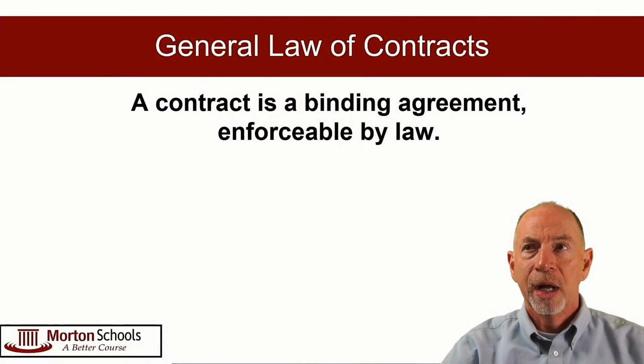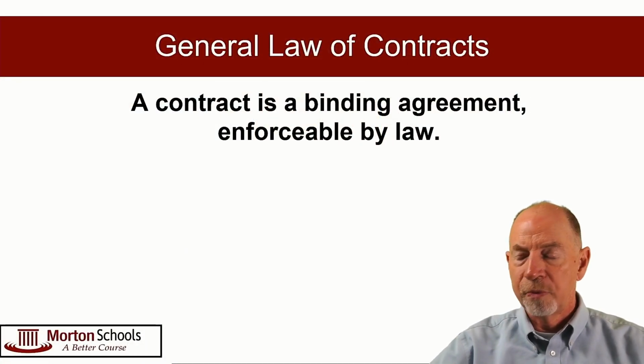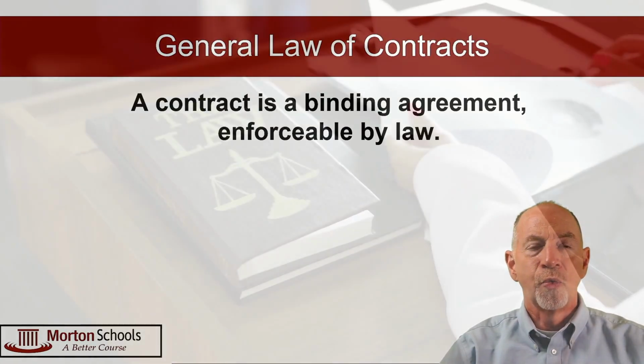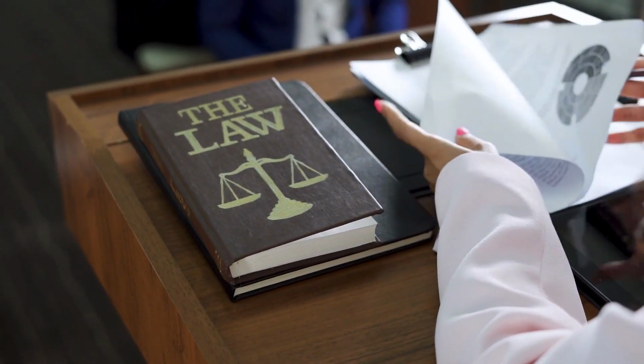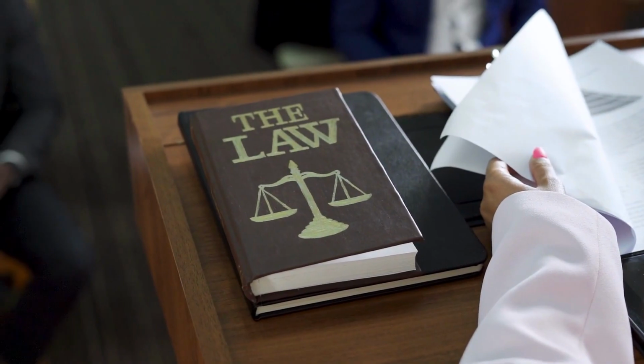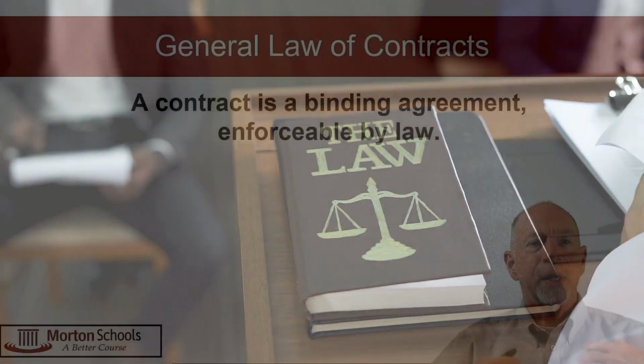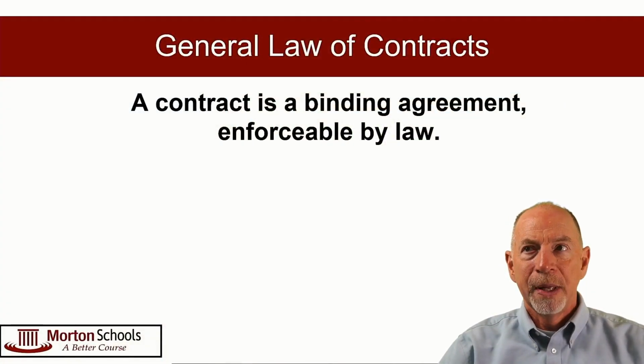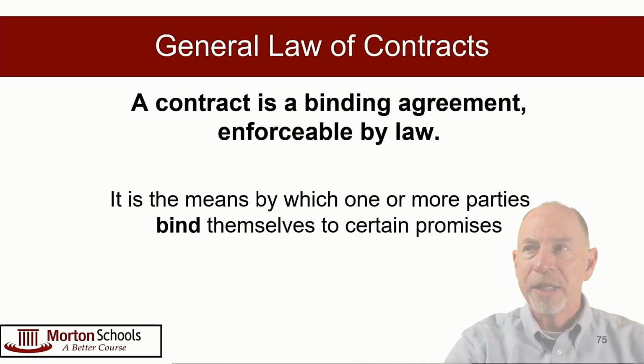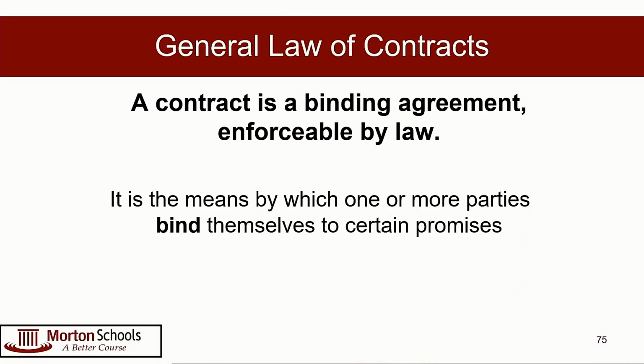So what is a contract? A contract is an agreement that's enforceable by law. It's a way for two parties to bind themselves to an agreement. Make sure that they what? That they keep the promises that they've made. It's a way for two parties to bind themselves and make those promises legally enforceable.